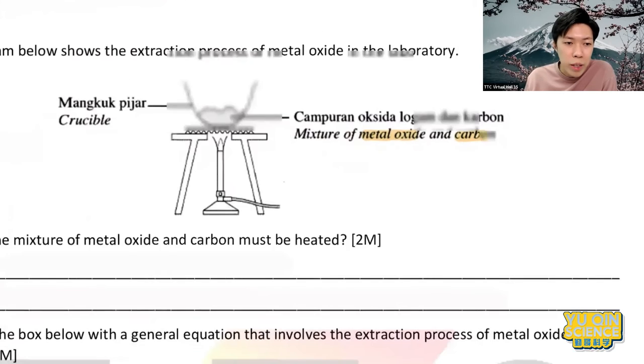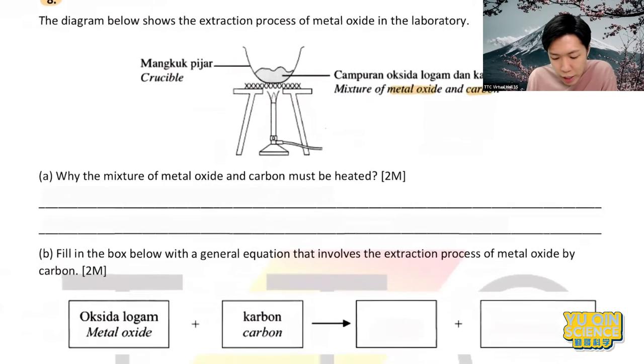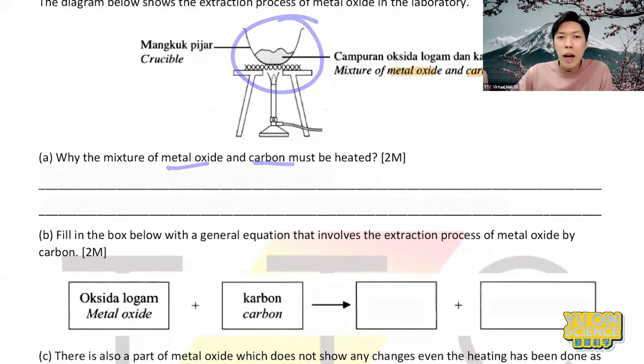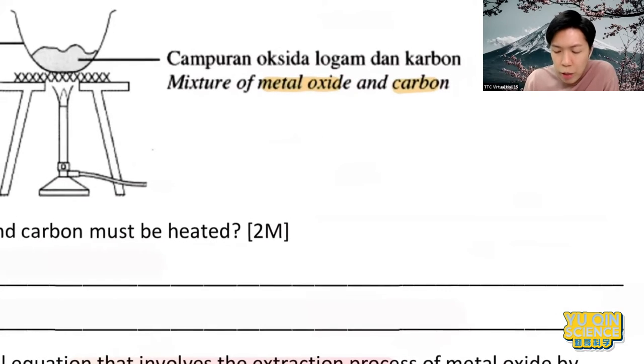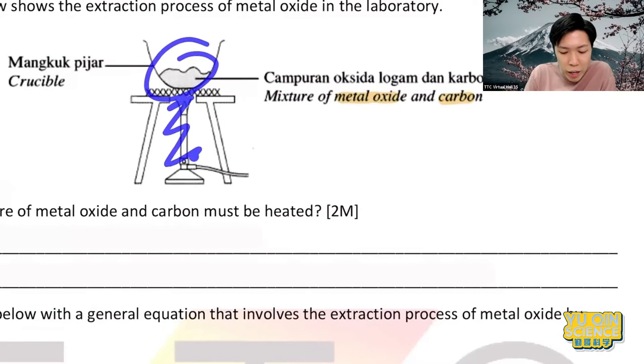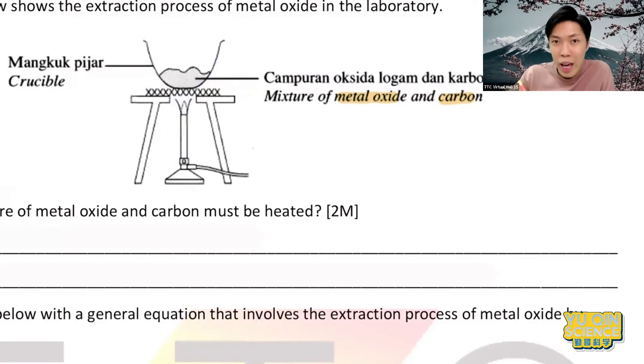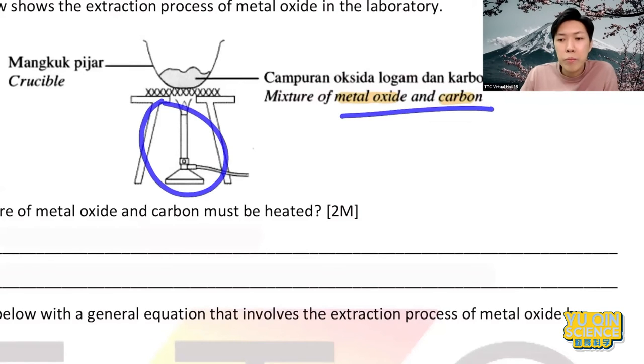Okay, so why must the mixture of metal oxide and carbon be heated? I just put two of these powders straight away in the beaker. Nothing happens. Cannot. If you put them just like that without the fire, nothing will happen. If it happens, then no need for the experiment really, right? Things will happen naturally in the Earth crust. But the thing is, we need to heat up.